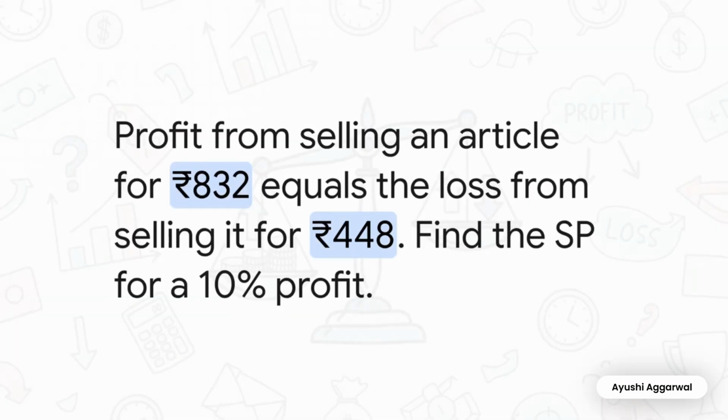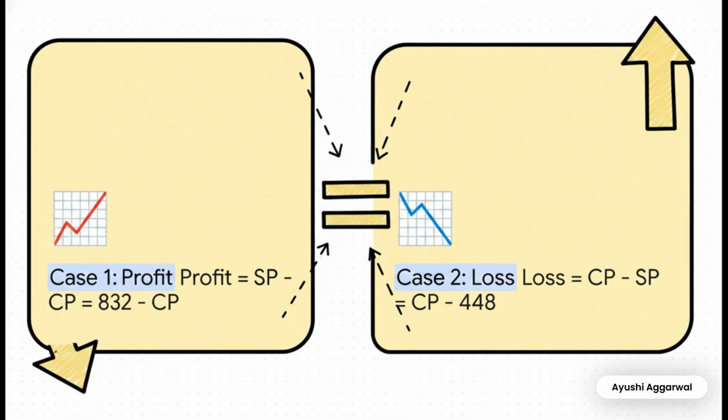Let's read this one carefully. The profit you make by selling an article for 832 rupees is equal to the loss you incur when you sell it for 448 rupees. The question is, what should the selling price be for a 10% profit? The absolute key phrase here is profit earned is equal to the loss incurred. So, to solve this, we need to turn these words into a mathematical equation.